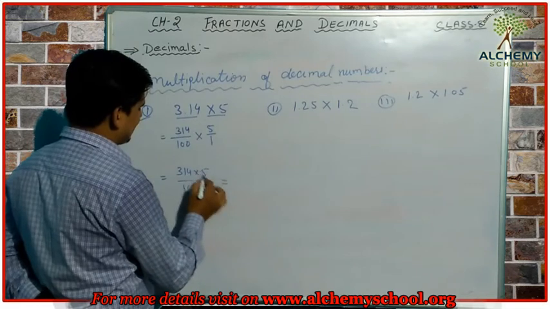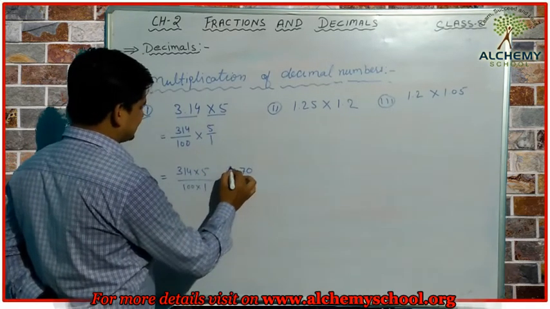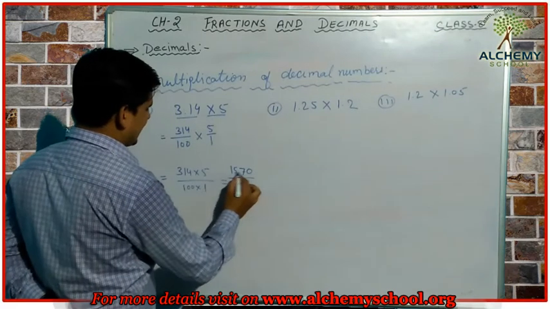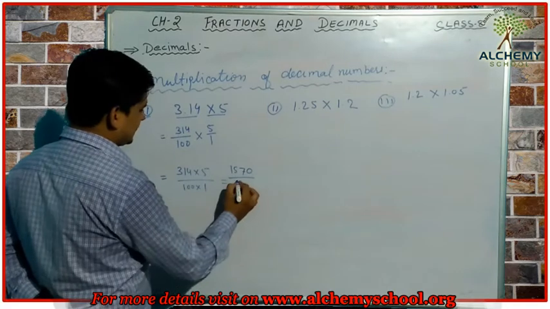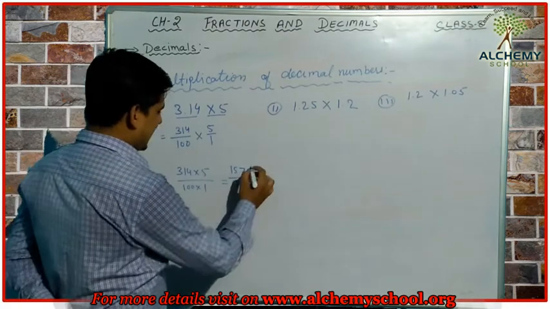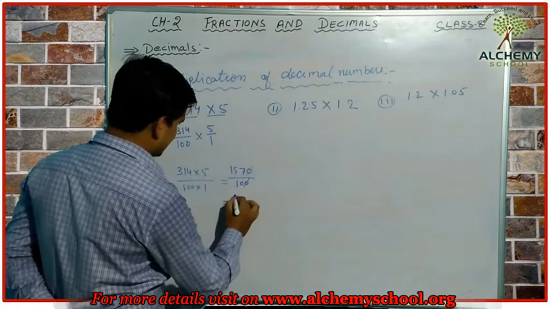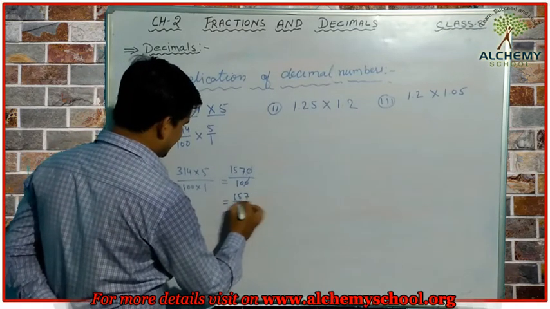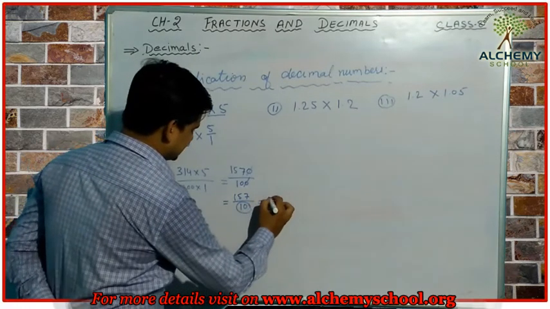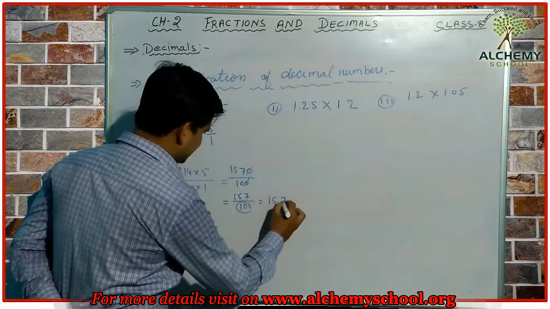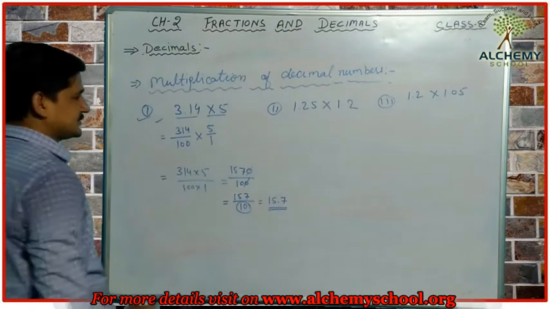When we multiply these values, 5 4s are 20, 5 1s are 5 plus 2 is 7, and 5 3s are 15. So we have 1570. When we multiply the two denominators, we get 100. Now we can cancel this 0 by this 0 and we can write our answer here as 157 upon 10. In the denominator there is 10, so we can write 15.7, and 15.7 is the answer for this question.